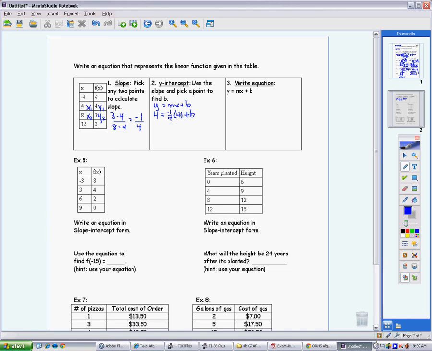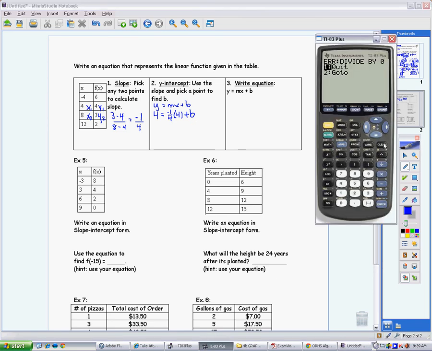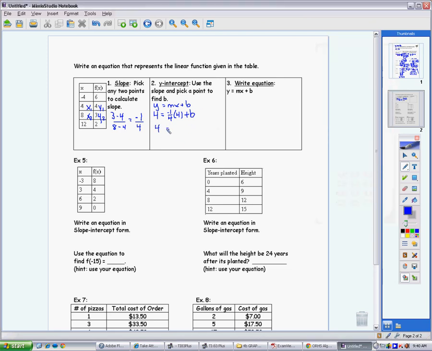And then I'm going to calculate what negative 1/4 times 4 is. Negative 1/4 times 4 gives me negative 1. So I get 4 equals negative 1 plus b. Then I'm going to add 1 to both sides, and I get 5 equals b. Alright, so now I have my slope. Now I have my y-intercept. I can write my equation. Y equals negative 1/4 x plus 5.